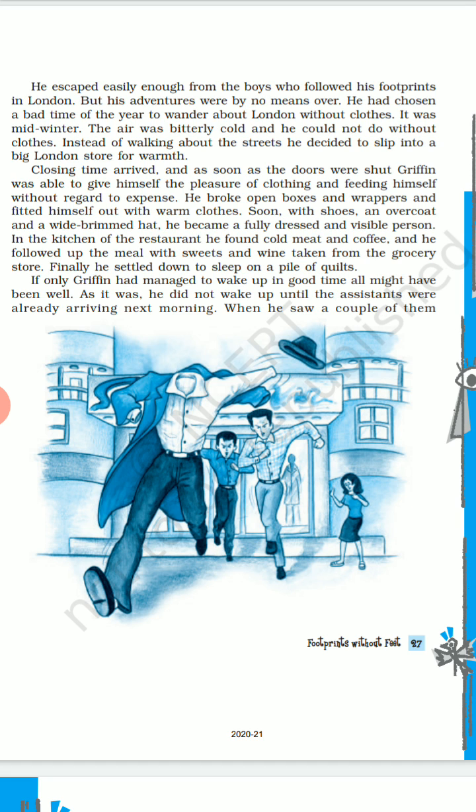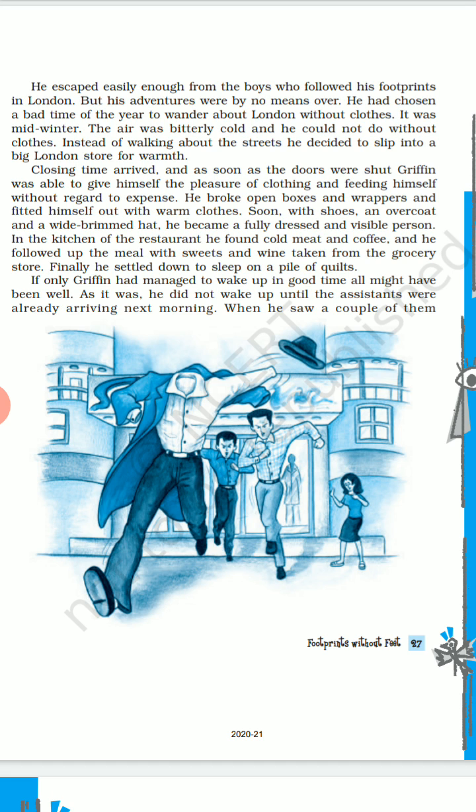So he broke open the boxes and the wrappers to take out the new, warm clothes, and he started putting on all those clothes. He even took shoes, an overcoat, and a hat. You can see the hat in the picture. White brimmed hat means an aged hat. So he became fully dressed, and once he became fully dressed, he became a visible person. Others can see him, but now in the store he was alone.